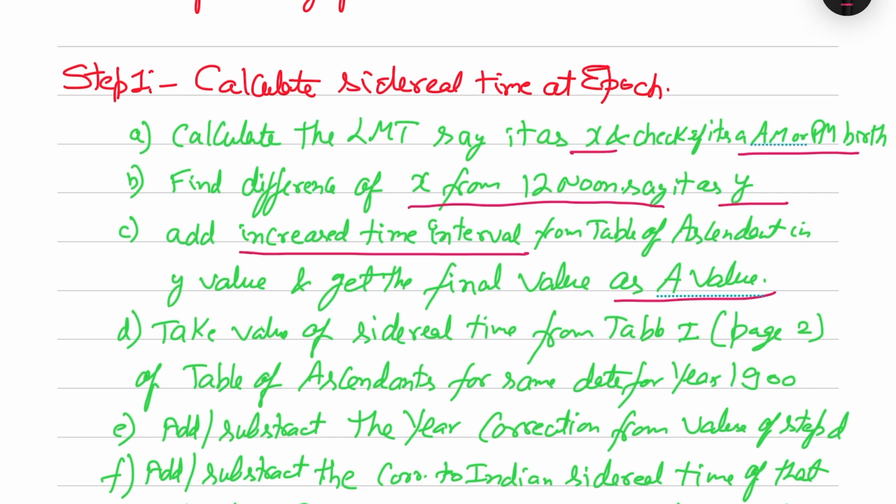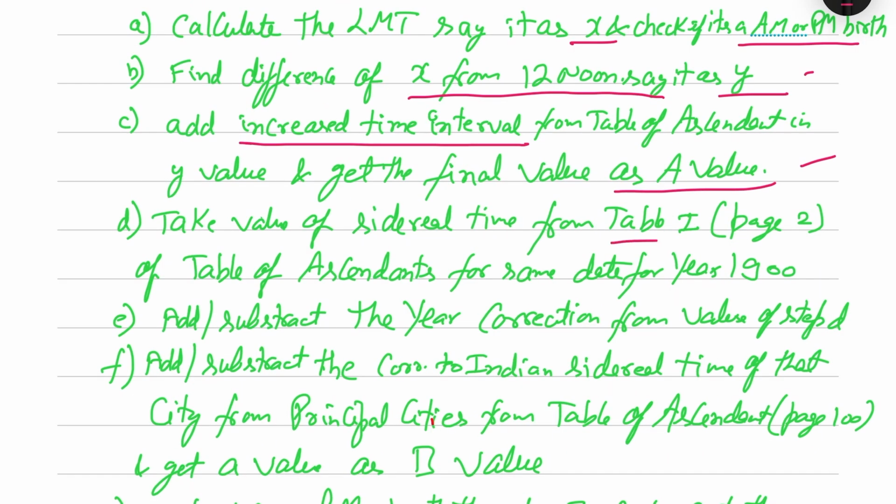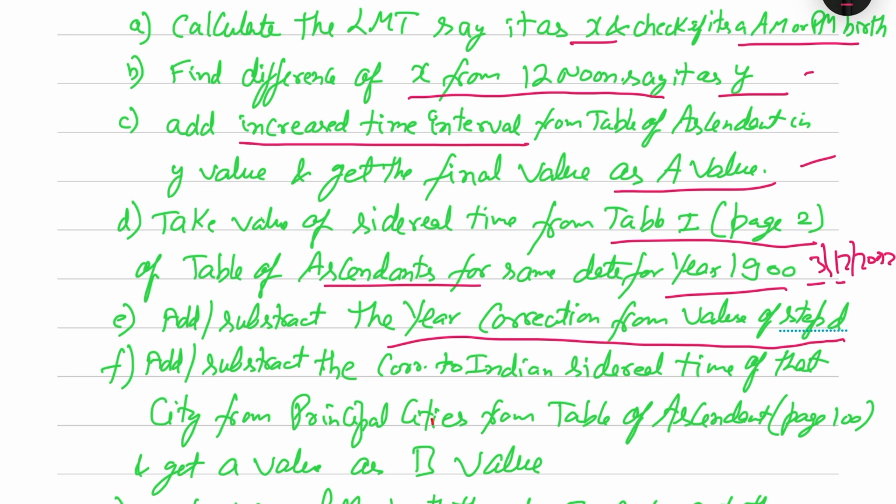First step is to calculate the LMT corrected birth time, then the difference from 12 noon, then do the adjustment for the hour and minute using the increased time interval table. After that you will get one value, A. Take the value of sidereal time from table 1, page 2 of the table of ascendant, for the same date. For example, here the date is 3/12/2022, so we will take 3/12/1900, because that page is based on the year 1900. Then we'll do the year correction, and after that the sidereal correction, either plus or minus based on the year.